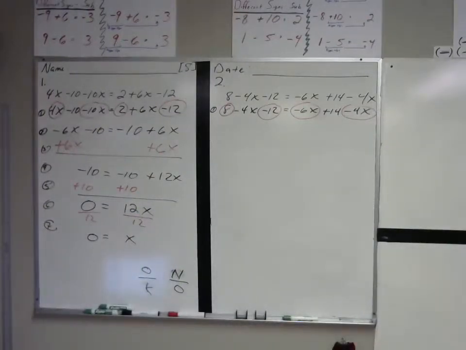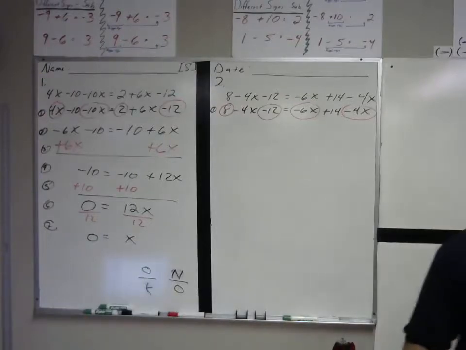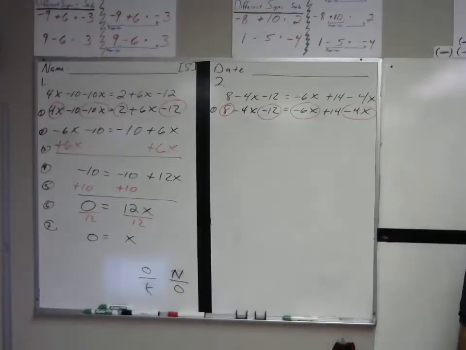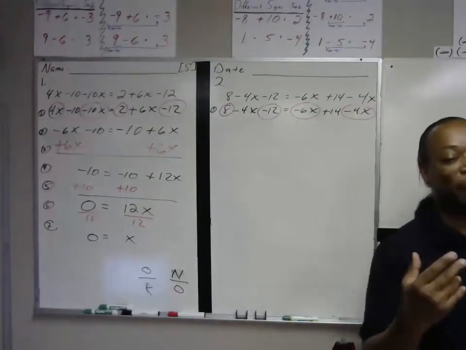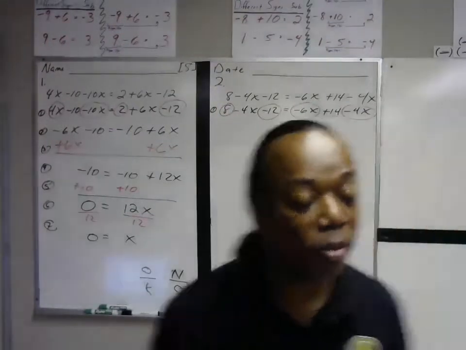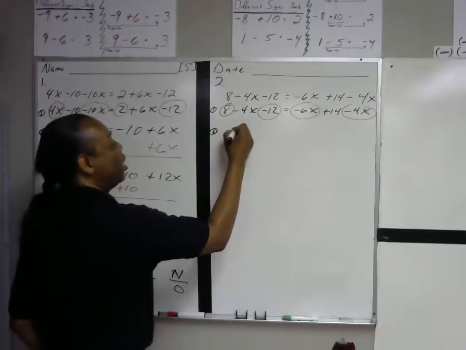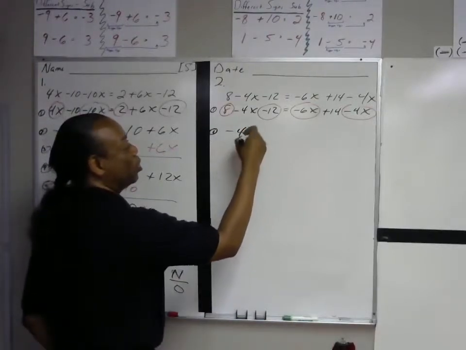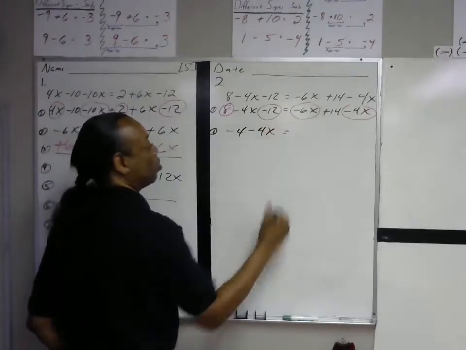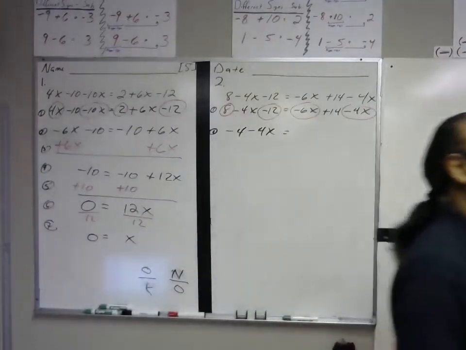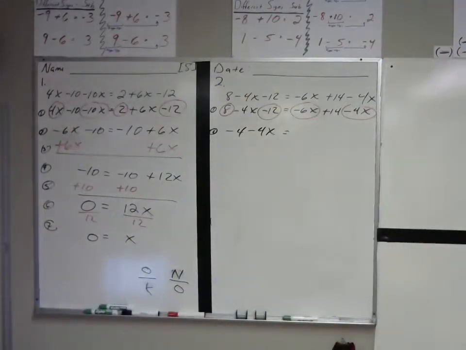All right, class, here we go. On the left side, you have a positive 8 and a negative 12. Those are different signs, so subtract. You're going to get a negative 4 because the bigger sign wins, minus 4x. But on the right side, you have a negative 6x and a negative 4x. Same signs are going to do what?